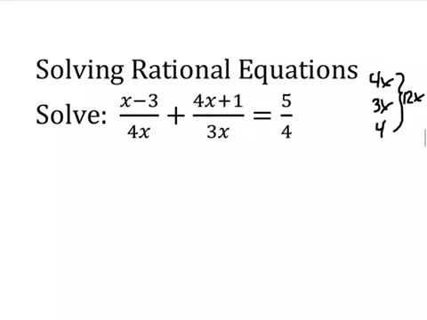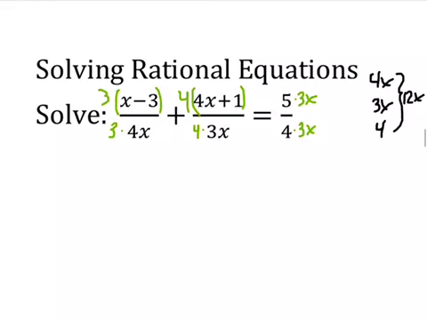For this first fraction, the 4x in the denominator, I'm going to multiply it by 3 so that it can grow to a 12x. So I'm going to multiply the numerator by 3. For the next one, I'm going to multiply by 4, so I'm going to multiply the top by 4 as well. Over here on the right side, the 5/4, I need to multiply that by 3 to make 12, but also an x to create the 12x situation. So times 3x. Once the denominators are matching, everything's great, and you just need the numerators to match.